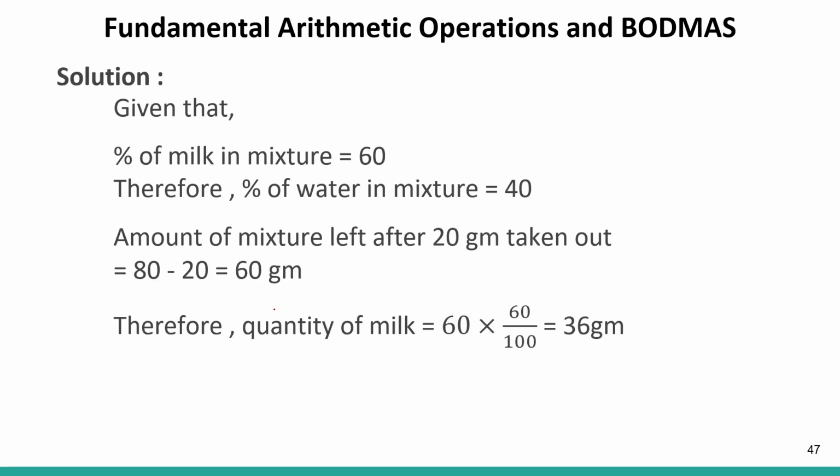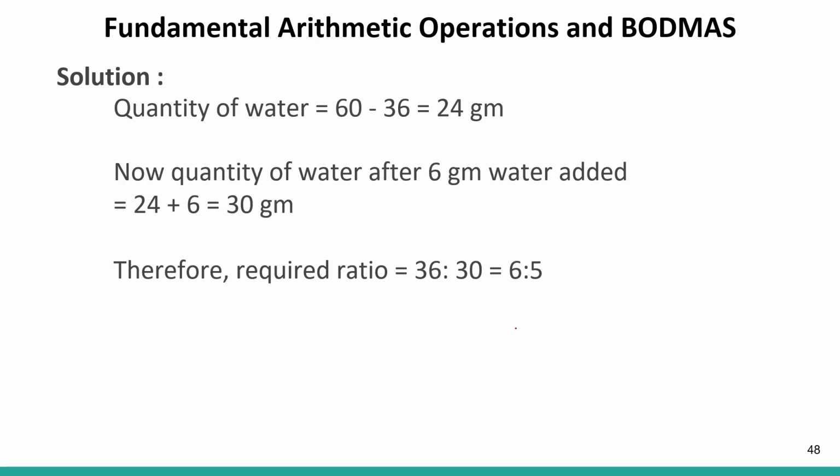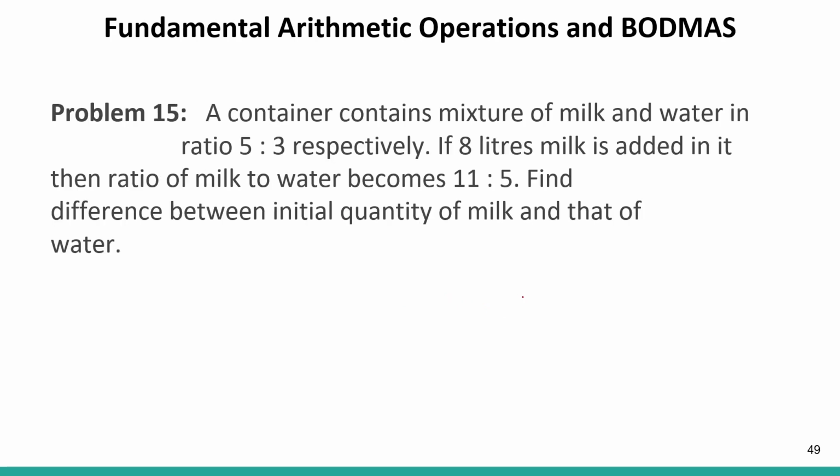Given that the percentage of milk in the mixture is 60, the percentage of water in the mixture is 40%. So the amount of mixture left after 20 gram was taken out is 60 gram. Therefore, the quantity of milk is equal to 60 into 60 by 100, which is 36 gram. The quantity of water is 60 minus 36, which is 24 gram. After 6 gram of water is added, the water is 24 plus 6, which is 30 gram. Therefore, the required ratio is 36 is to 30, that is 36 by 30. Both are divided by 6, so 6 is to 5 is the final answer.